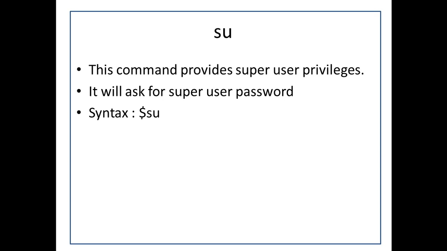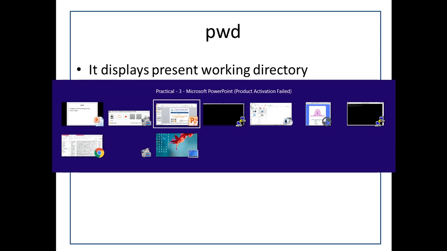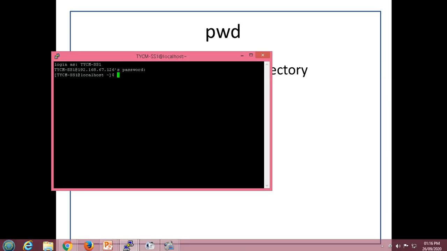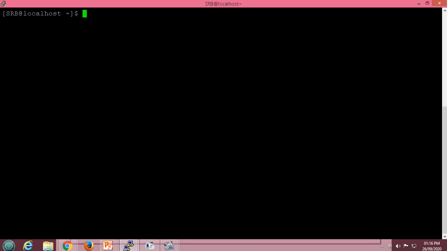su command. This command provides super user privileges. It will ask for the super user password. Syntax is su. pwd. This displays the present working directory. The syntax is pwd. Now we will execute all these commands in our telnet. So I have done login here with the user srb.